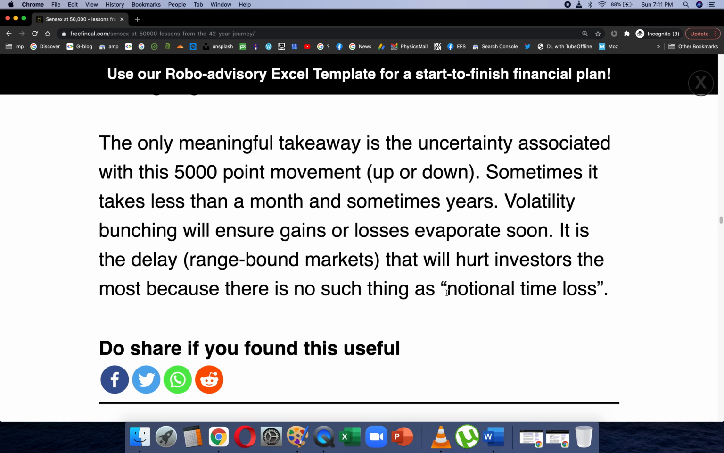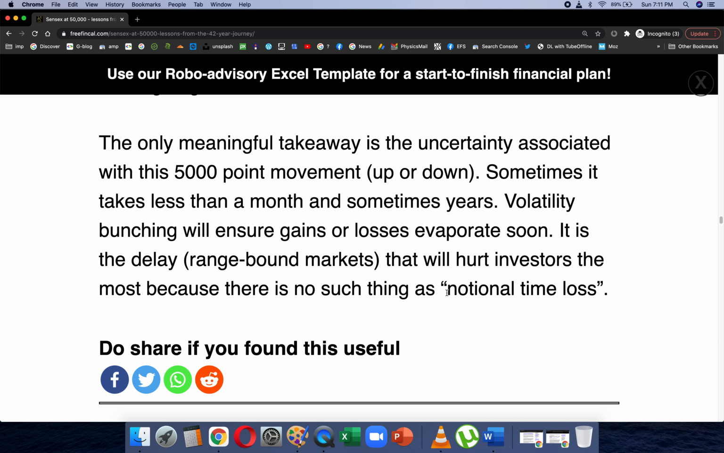years to come. What investors should fear is not the crash. They should fear that 5,000 taking years. If that 5,000 takes years to come, then your returns will be significantly lower. And if things crash very fast, then they will also move up very fast because of the volatility bunching. But if the market is range bound for years, then you have lost time.